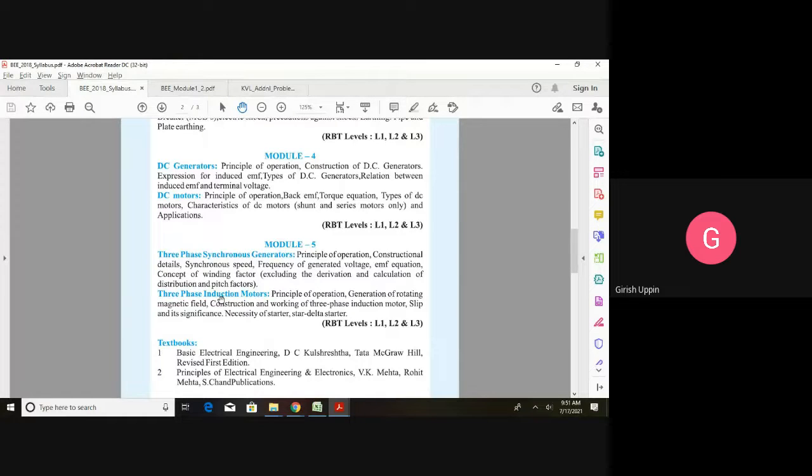What I would suggest is make a cheat sheet and write all the equations. Module 1, what are the equations? Module 2, what are the equations? Module 4, what are the equations? Module 5, what are the equations? Try to remember those equations.